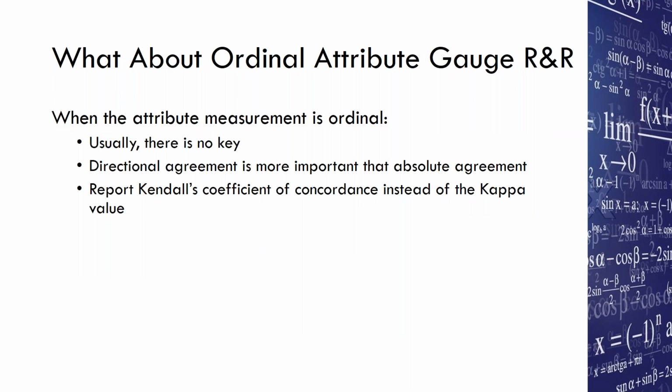So a couple of things to remember here is usually for ordinal data, there is going to be no key. And the thing that we want to remember with ordinal data is that our directional agreement is much more important than absolute agreement. So what do I mean by that?